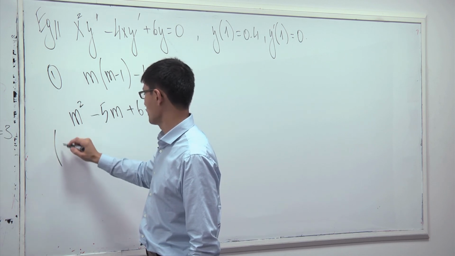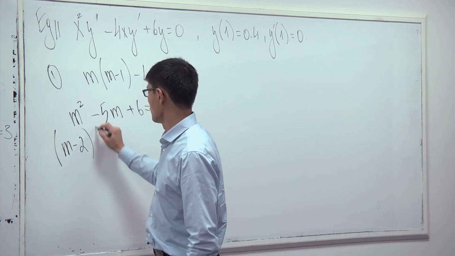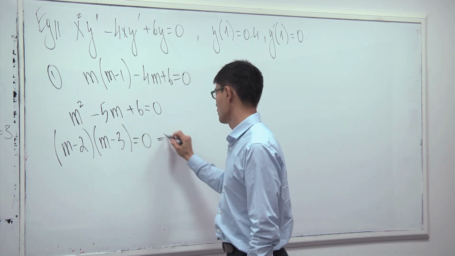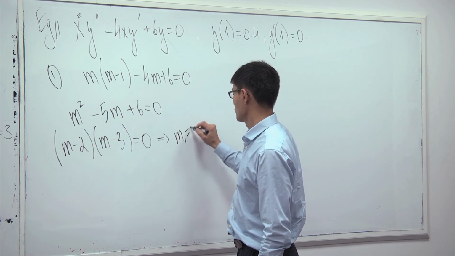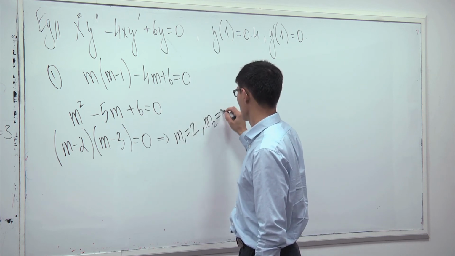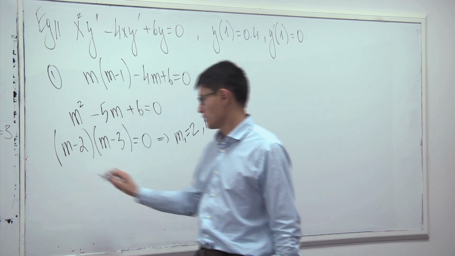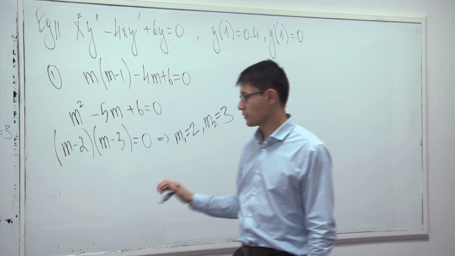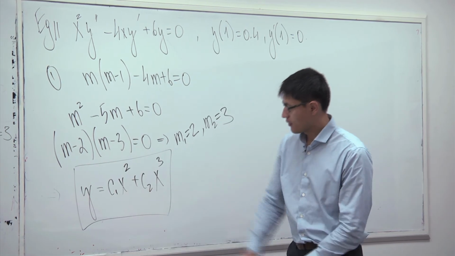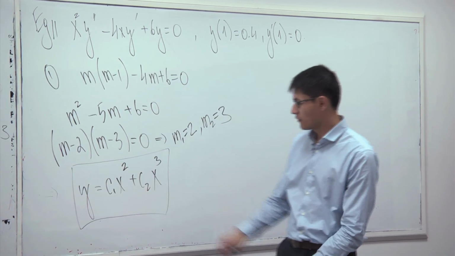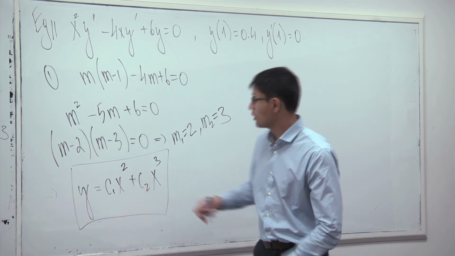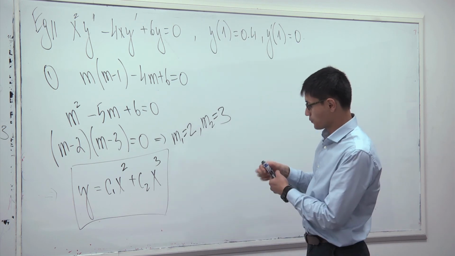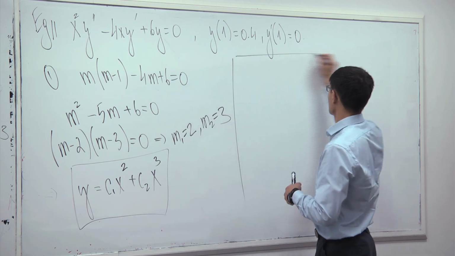So let's try to factor it. It would be m minus 2, m minus 3. So that gives us 2 solutions: m1 equals 2 and m2 equals 3. This is case 1 when I get 2 real distinct solutions. So once we get the general solution, we can find the constants C1 and C2 using the additional information. So let's try to do that.